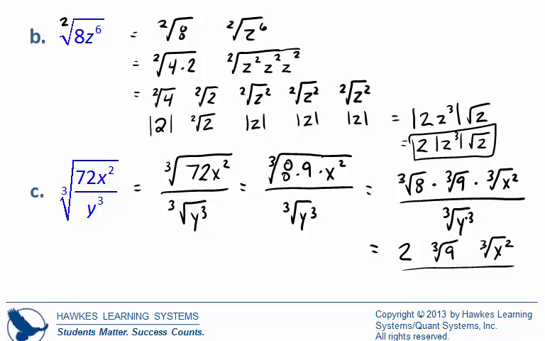In the denominator, we have an odd number on the outside, and so we know that the answer to that would just be y. So let's move our terms together underneath the cubed root, and we hopefully will have our final answer. So our final answer is going to look like 2, the cubed root of 9x squared over y.